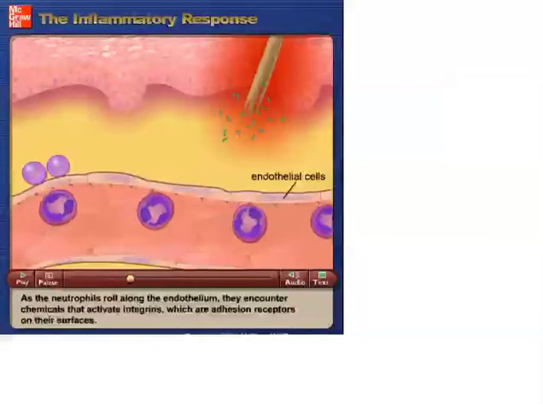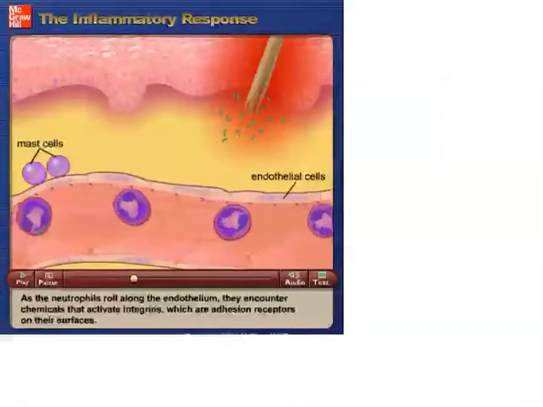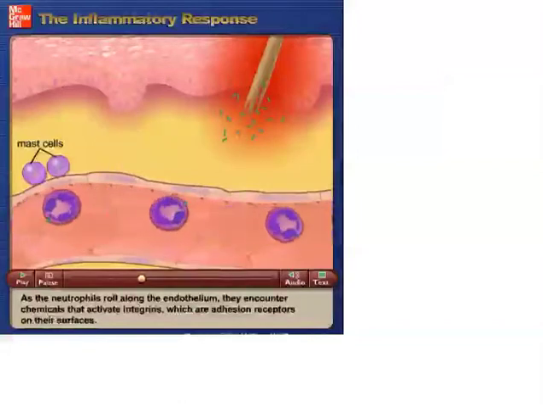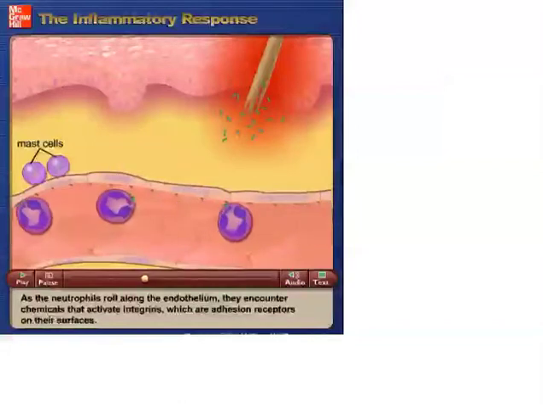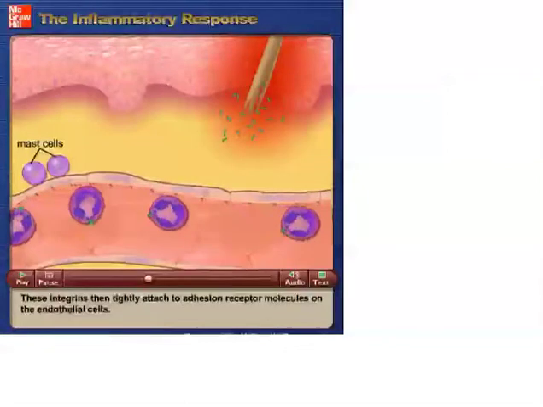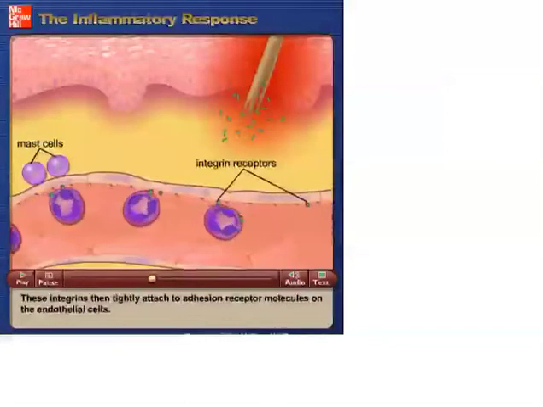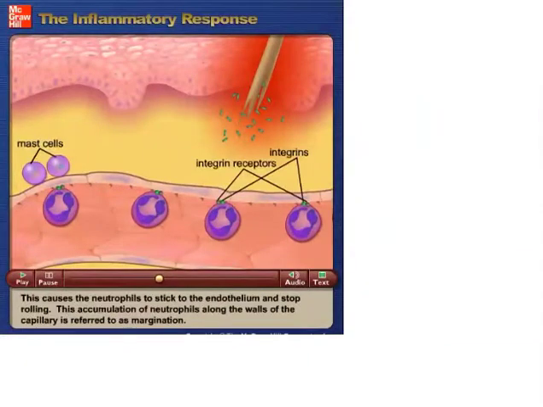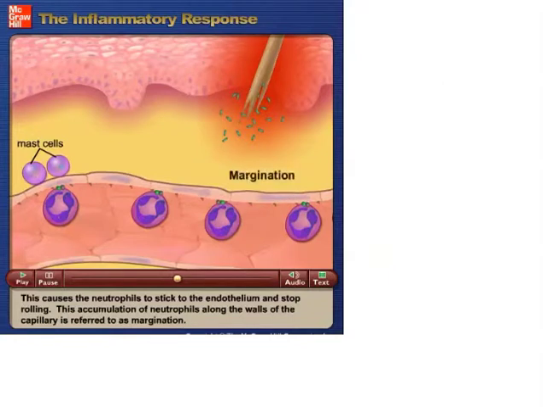As the neutrophils roll along the endothelium, they encounter chemicals that activate integrins, which are adhesion receptors on their surfaces. These integrins then tightly attach to adhesion receptor molecules on the endothelial cells. This causes the neutrophils to stick to the endothelium and stop rolling. This accumulation of neutrophils along the walls of the capillary is referred to as margination.